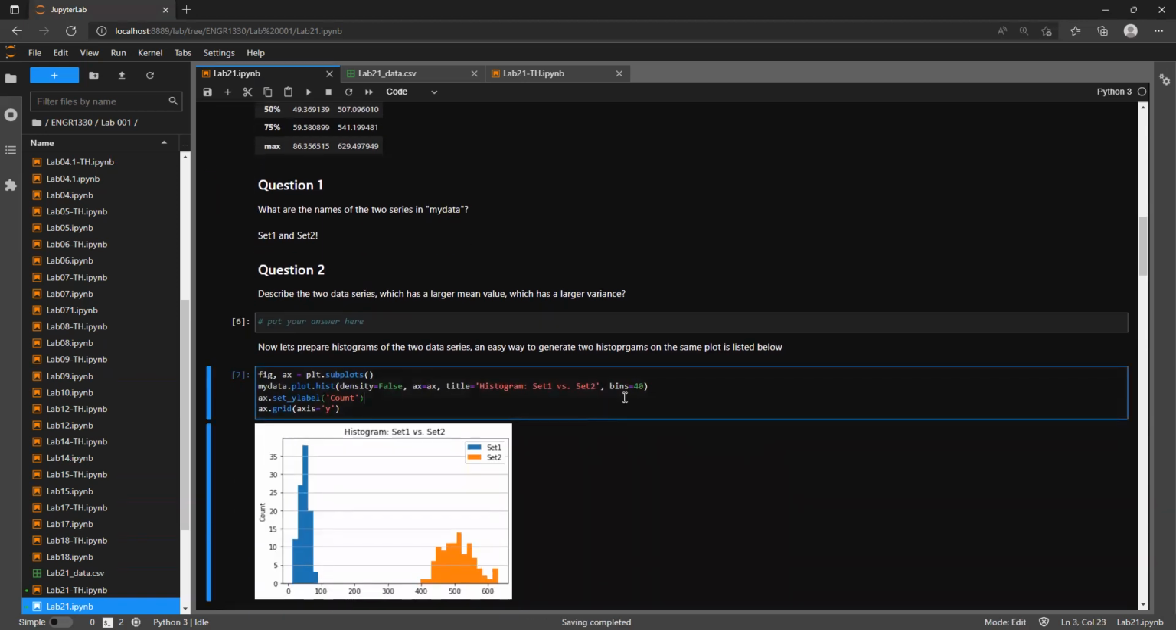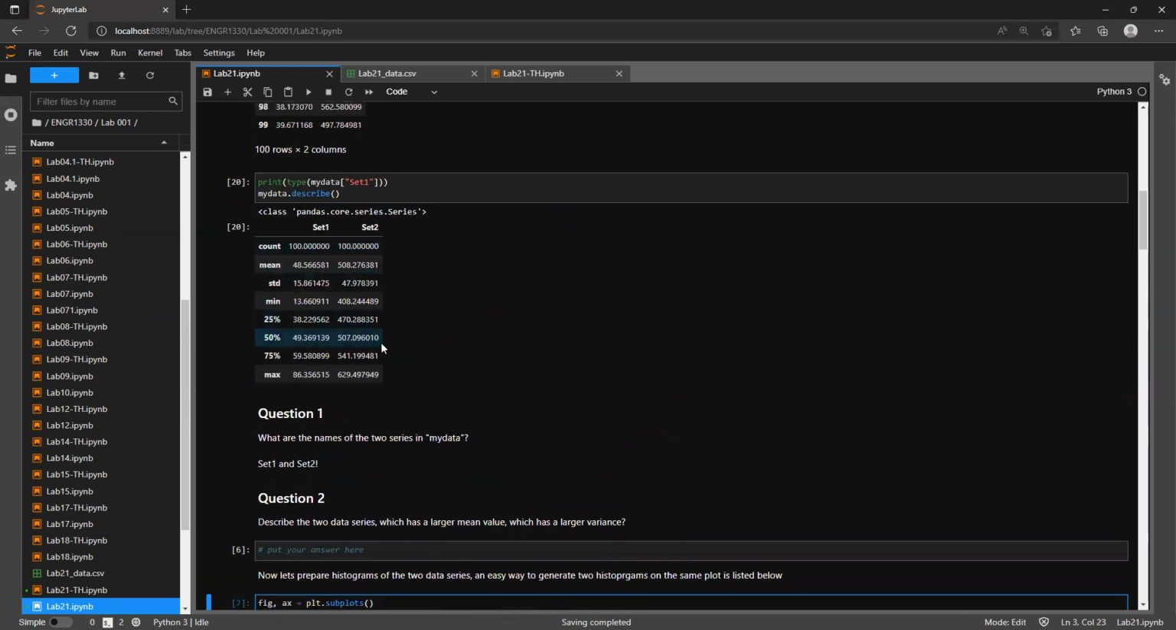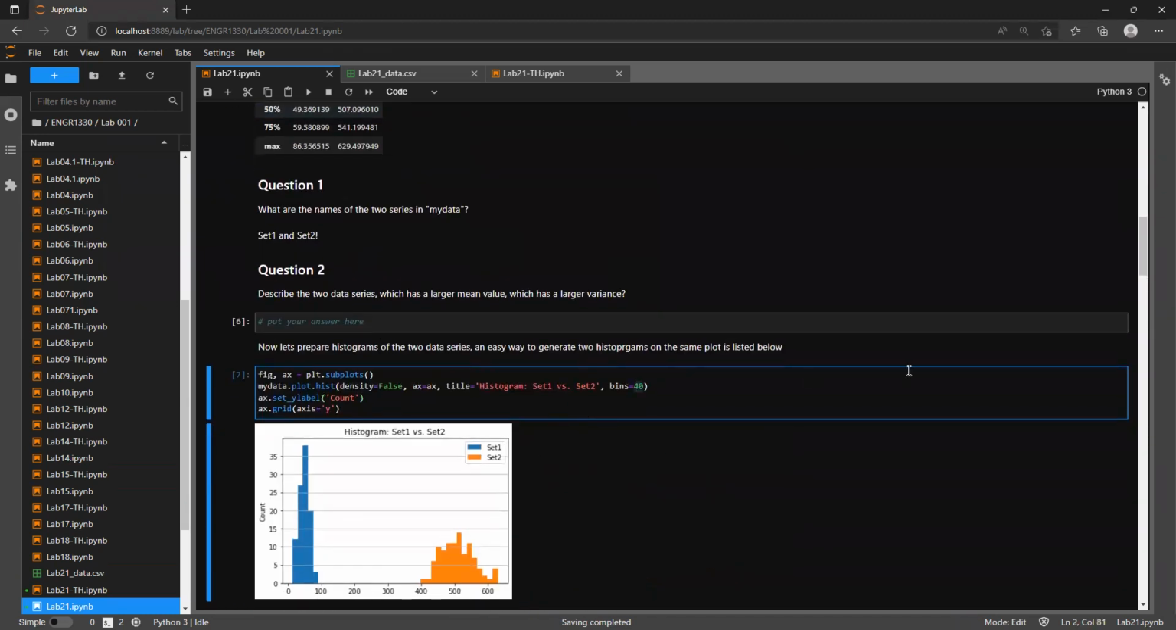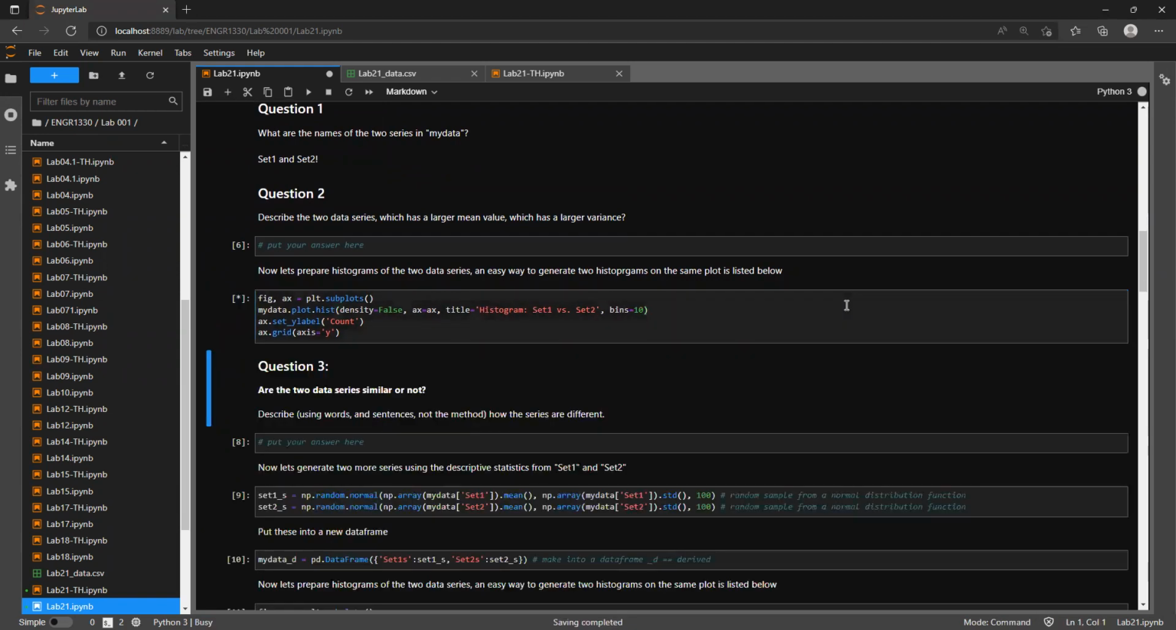All right, now let's visualize our data series. Set one is our first series and set two is our second series, and we're going to make a histogram. What's a histogram? Well, it's a lot like a bar plot, except you've got some buckets and you want to throw your data into it. It's not very useful if we only have two bins. Let's try adding some more.